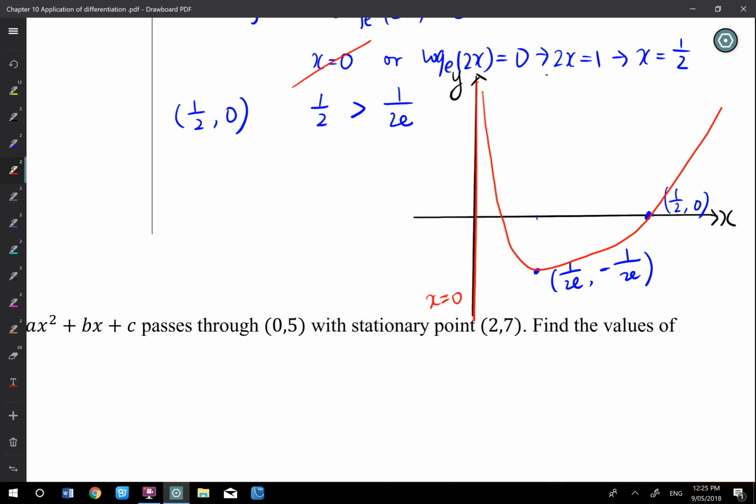Well, it doesn't matter what the shape looks like. Doesn't matter how you're trying to sketch this graph. I only have one turning point. I only have one x-intercept. I can't have this shape. Okay, that's why you can't.